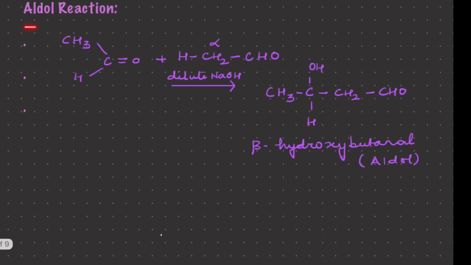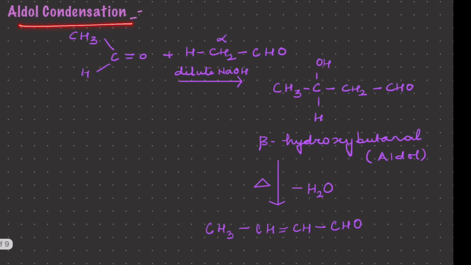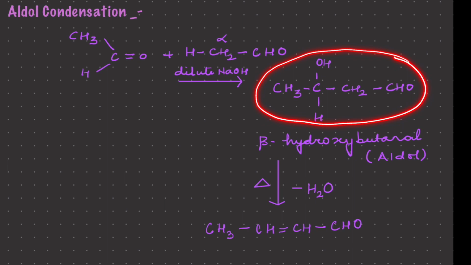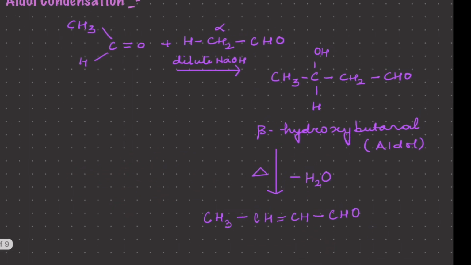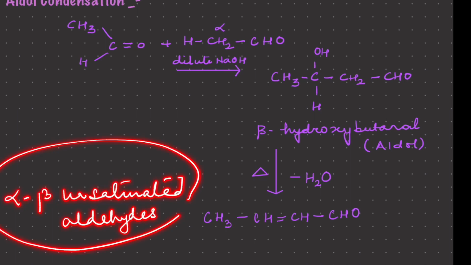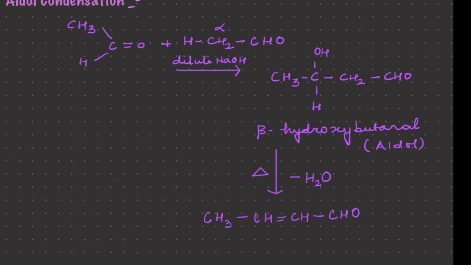The main difference between aldol reaction and aldol condensation is, in condensation, the beta hydroxy aldehyde which we get after the aldol reaction undergoes elimination. It undergoes elimination of water. As you can see, here water comes out to give us alpha beta unsaturated aldehyde or ketone. So at the last what we get is alpha beta unsaturated aldehydes. This is the product after condensation, and after aldol reaction we only get beta hydroxy aldehyde.